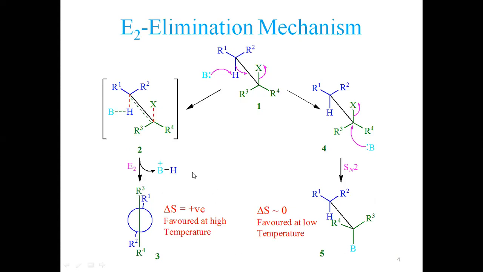I have presented a scheme that elimination and substitution always go side by side. This is what I have already presented, that substitution and elimination go side by side. So how can we make elimination dominate over substitution, or substitution over elimination? If we are interested in substitution or elimination, first look at the mechanism, then I shall explain how we can control the reaction.